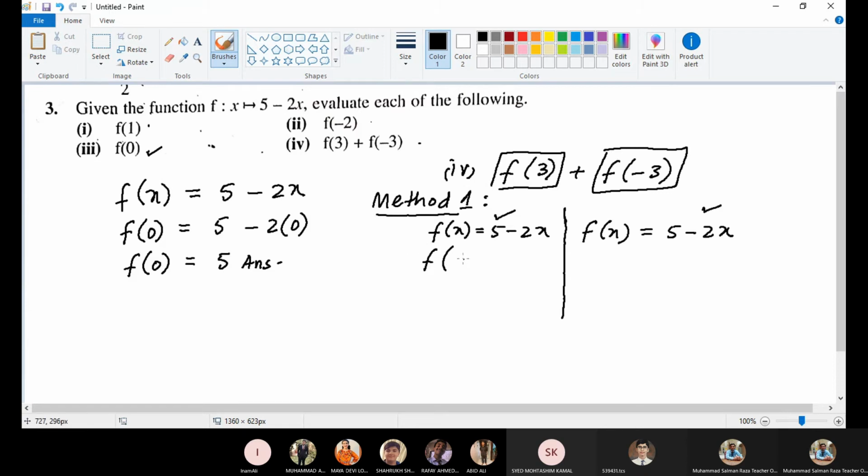So f of x becomes f of 3 because the value of x is 3 mentioned over here, and it is going to be 5 minus 2 into 3, which is going to be f of 3 equals 5 minus 6.